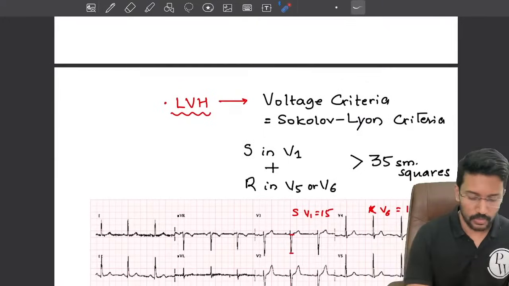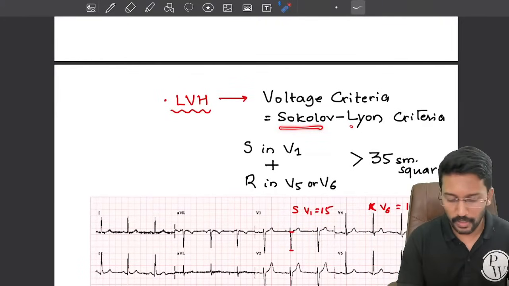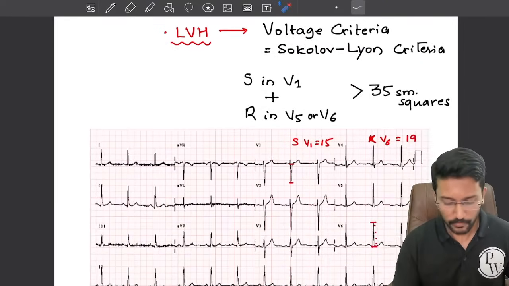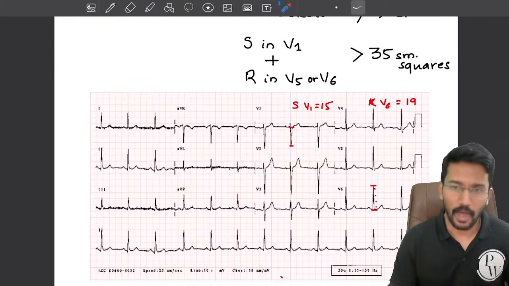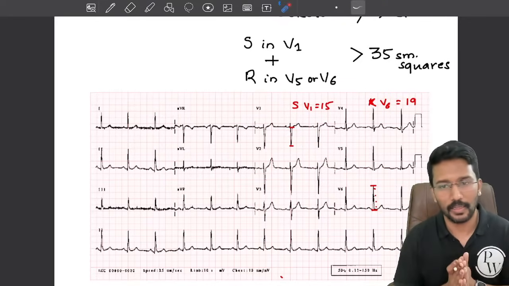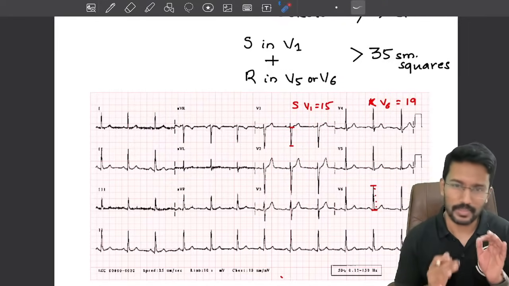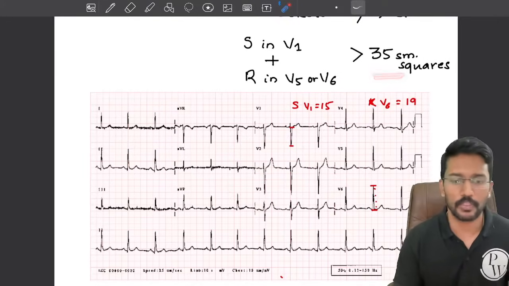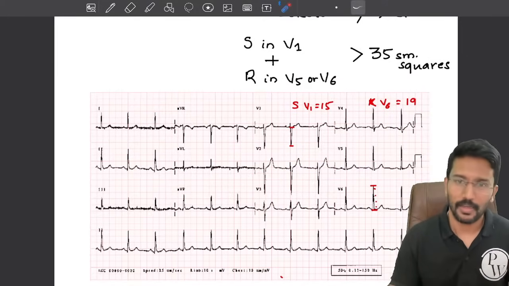Now how do we diagnose left ventricular hypertrophy? We have a criterion called the Sokolow-Lyon criteria or voltage criteria. In this criteria, we primarily look at the S wave in V1 and the R wave in V5 or V6. So we have to calculate the amplitude of the S in V1 plus the R in V5 or V6. And if this sum is more than 35 small squares, we can declare that the patient has left ventricular hypertrophy, right?